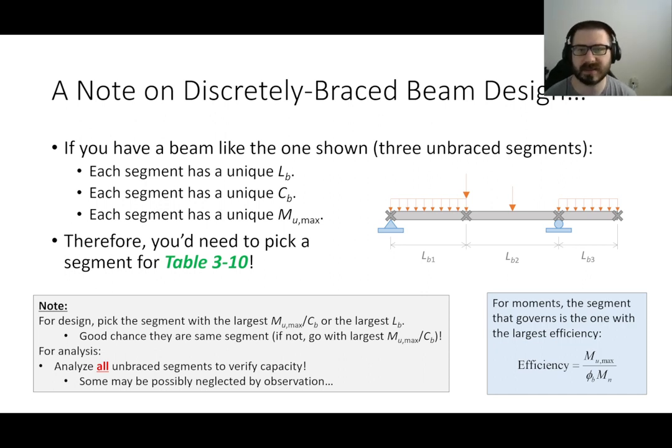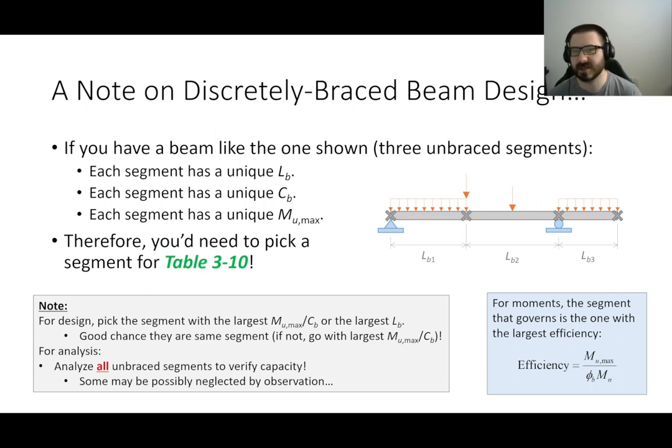When you're in analysis land, you do need to analyze all of the segments to verify the capacity. So you're going to have 3 different unbraced segments. For each of those segments, you're going to have a phi-Mn, and you need to compute the phi-Mn for all of them. Some of them could be neglected by observation. So for example, if you look at these segments on this problem here, and you draw the moment diagram, and you find that the middle segment has the highest CB and the lowest moment, you could ignore that segment just based on common sense. But when in doubt, just analyze all of them.